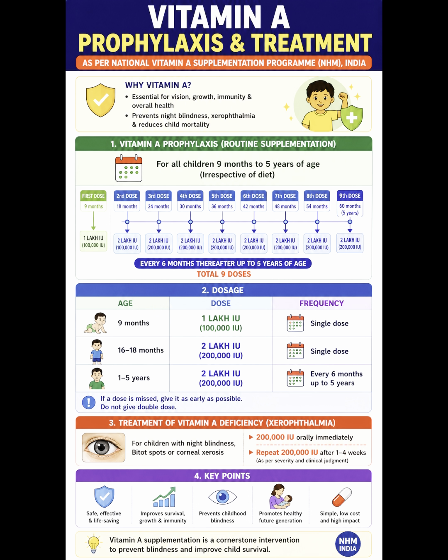So there is a vitamin A supplementation program. In this program, the target children are aged 6 months to 5 years. The first dose is 1 lakh international unit of vitamin A at 9 months. Then 2 lakh international unit of vitamin A is given at 16 to 18 months. Then it is given semi-annually till 5 years. A total of 9 doses are given.